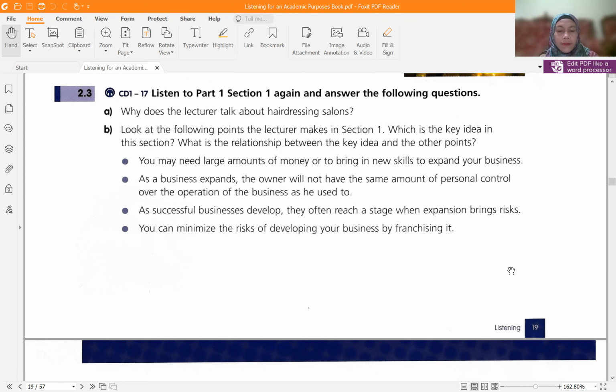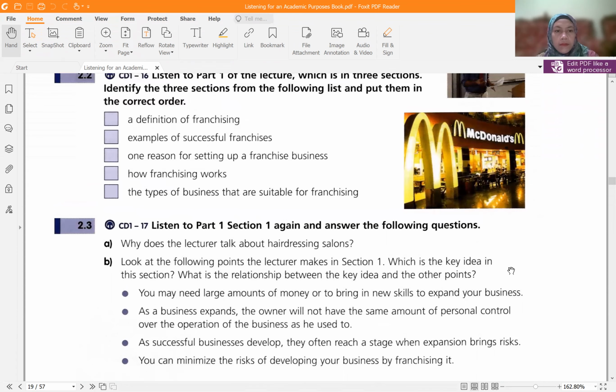Exercise 2.3. Listen to Part 1, Section 1 again and answer the questions. Section 1. The form of business development I'm going to look at now is franchising. The term franchising covers a wide range of business arrangements, but today I'm going to focus on business format franchising. If you own a small or medium-sized enterprise, you may reach a stage in its development at which, in order to develop further, you need large amounts of capital, or you need to reorganize your business, or to bring into the management team new skills.